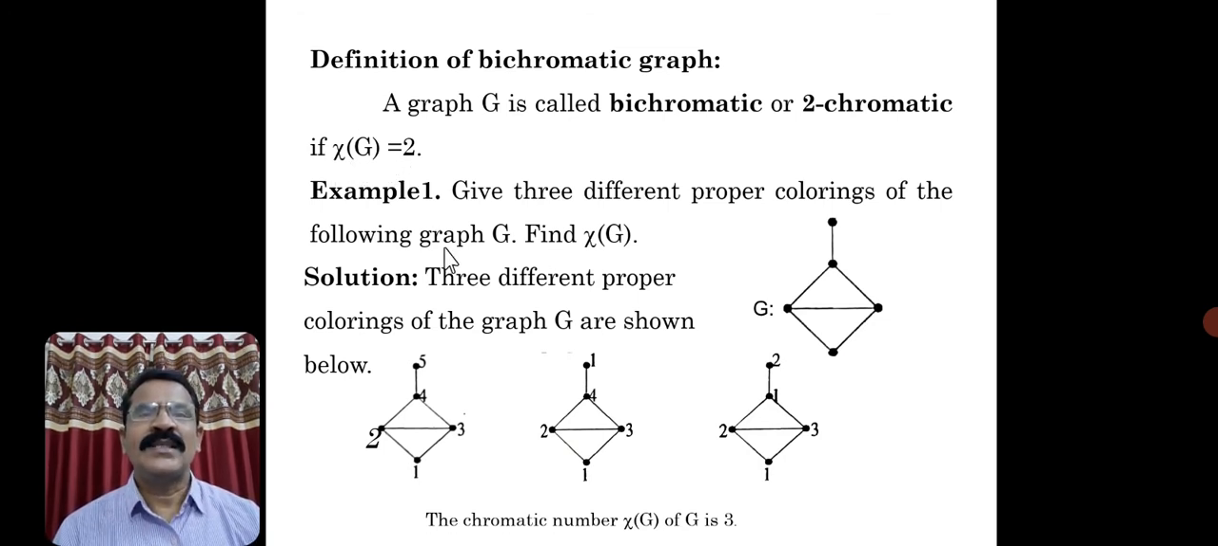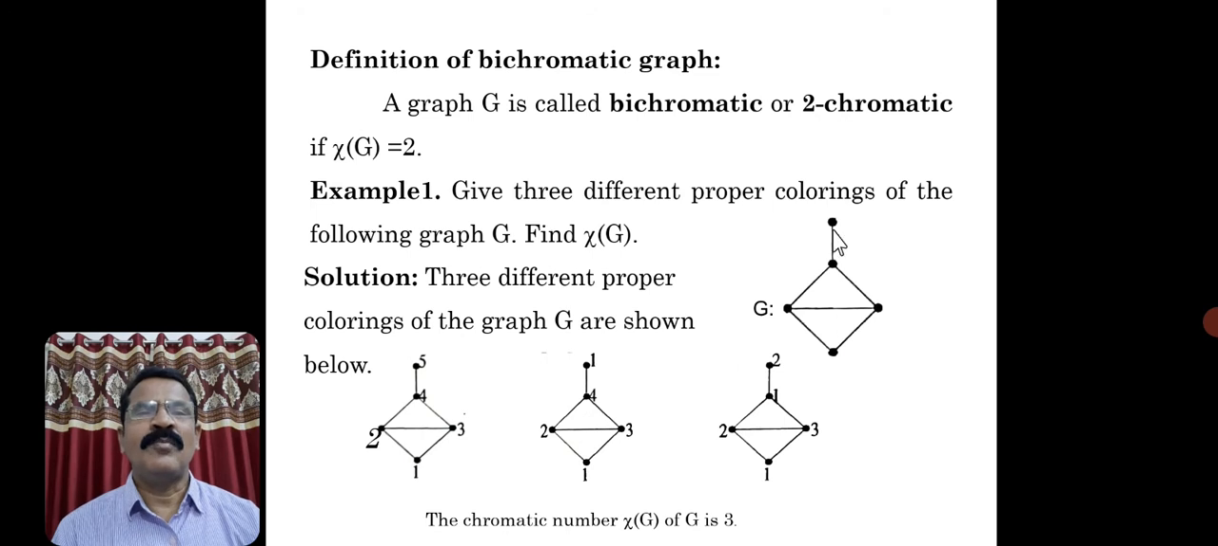Let us consider one example. Give 3 different proper colorings of the following graph G. One graph is given, and you are asked to find 3 proper colorings of this graph. What do you mean by proper coloring or coloring of a graph? Coloring the vertices in such a way that no two adjacent vertices have the same color. It implies the adjacent vertices are having different colors.